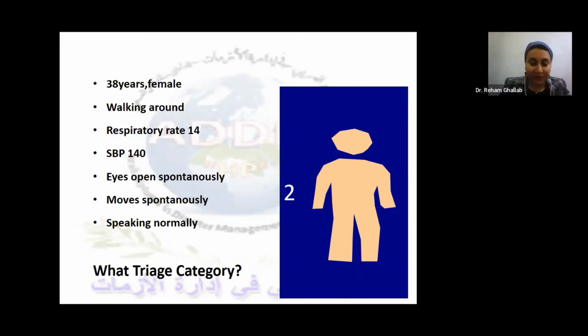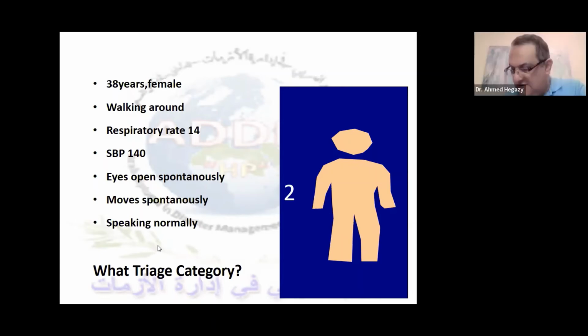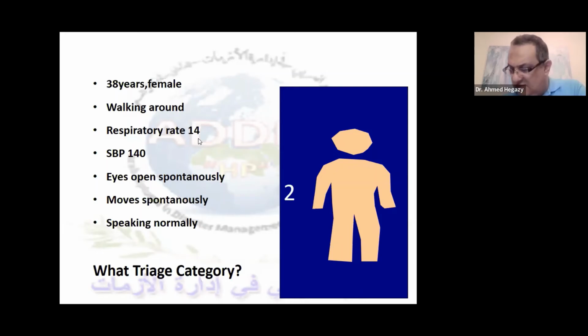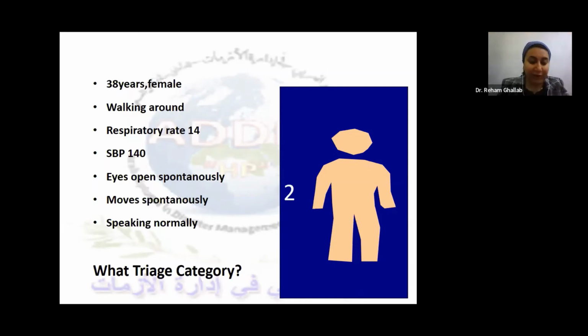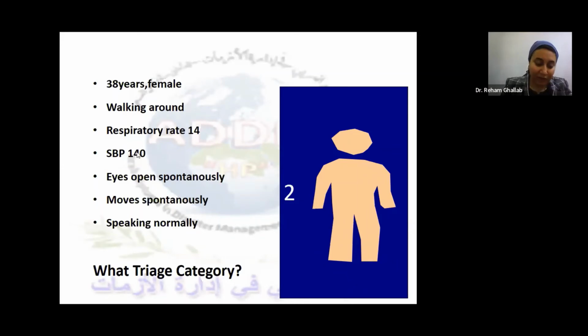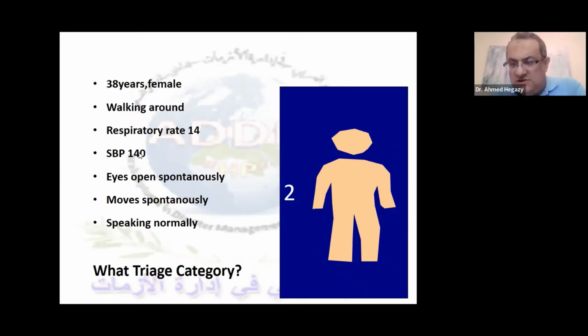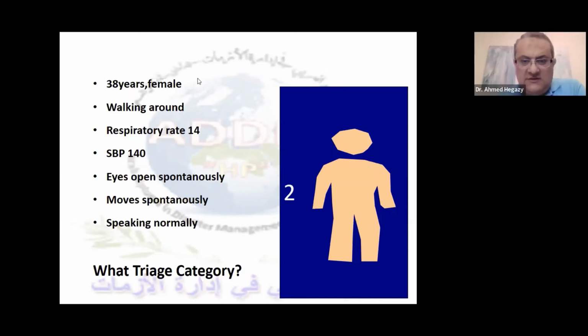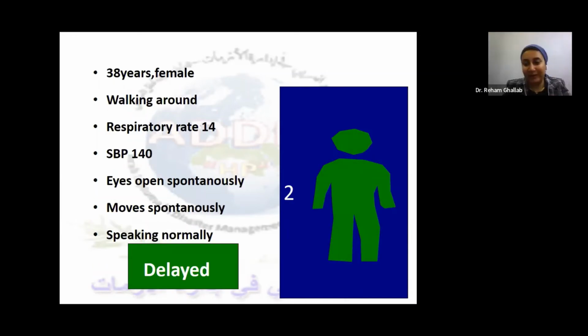15 over 15. We will collect 4 points in the Glasgow scale. Then respiratory rate 14 is also 4, the highest. 4 and 4 equals 8 till now. Systolic blood pressure 140, sorry, which is again 4. So we are talking 4, 4, 4, so it's 12. I believe it's good. This patient is 12, priority 3.